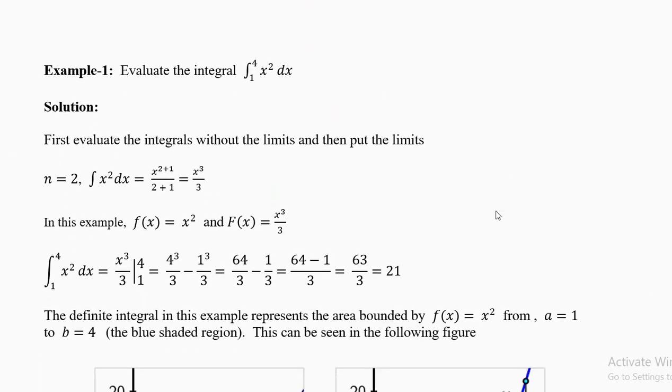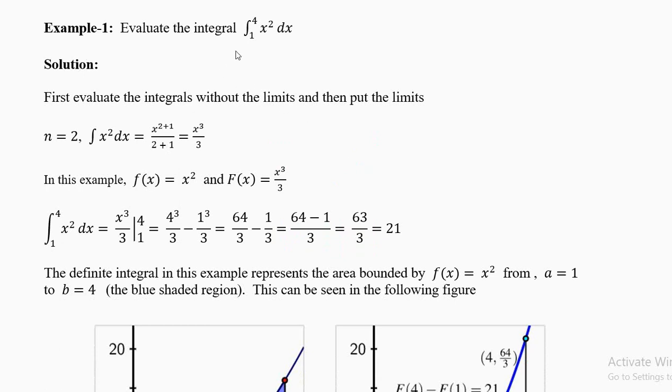Now let's look at example number 1. Evaluate the integral from 1 to 4 of x square. Now your small f is equal to x square, a equal to 1, b equal to 4.